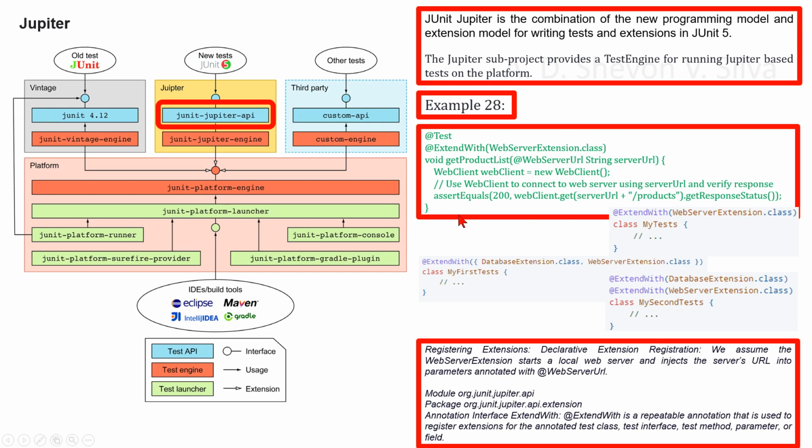To register the web server extension for all tests in a particular class and its subclasses, you would annotate the test class as follows. Multiple extensions can be registered together like this. As an alternative, multiple extensions can be registered separately like this.